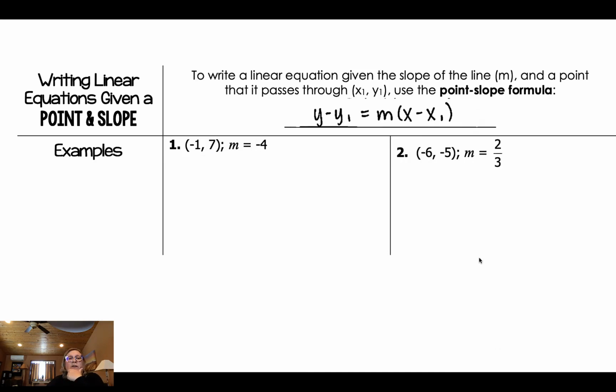Okay? What I wanted to do was a couple different examples of how to write linear equations when you're given a point and a slope, and then when you are given 2 points. So it's pretty straightforward. So we have this equation, or formula, or form, right here.